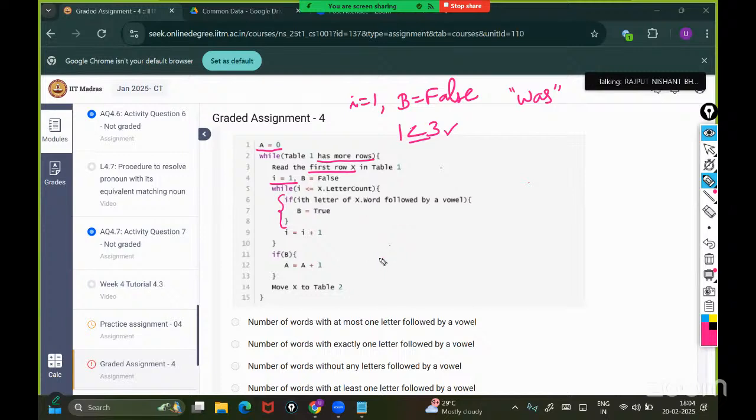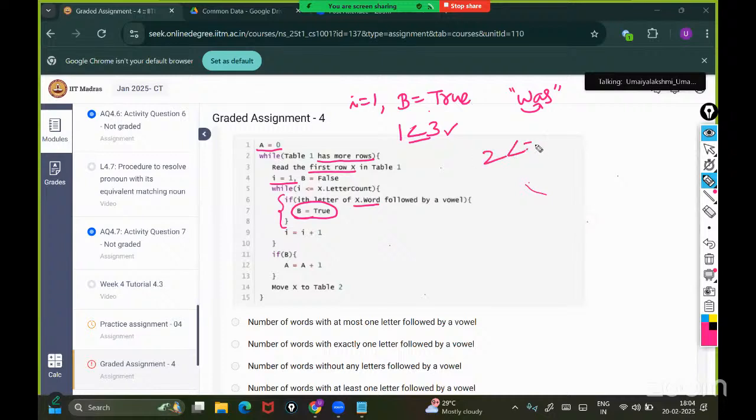We have to check whether the ith letter of the X word is followed by, which means its next letter is, a vowel or not. So after W, A is a vowel. So what will happen? B is reinitialized to true. So here B is toggled to true. Then I is incremented to 2.